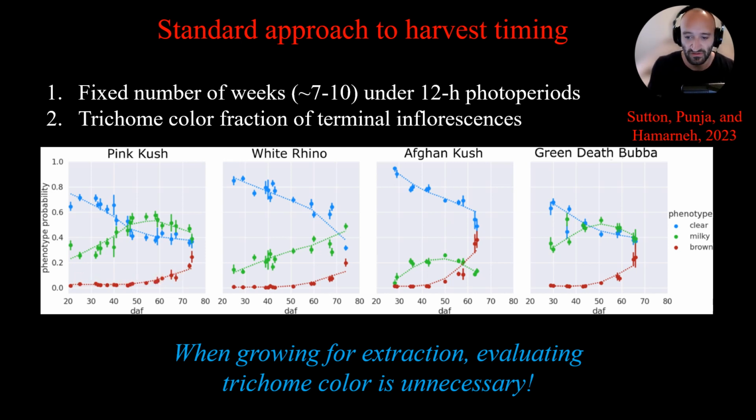So, this is interesting. I think it probably does correlate pretty well with the actual maturation and the overall progression during flowering. But we're making the argument here that when we're growing for extraction, we don't care about this at all. It might be useful and it might correlate pretty well, but instead there's a much easier way for us to determine when plants should be harvested.